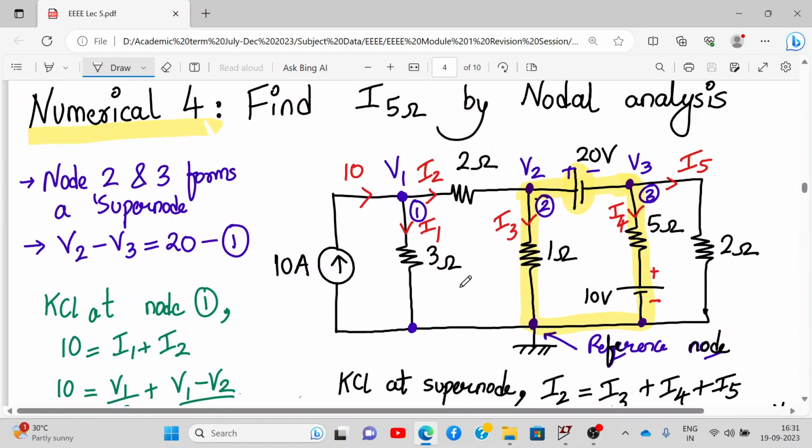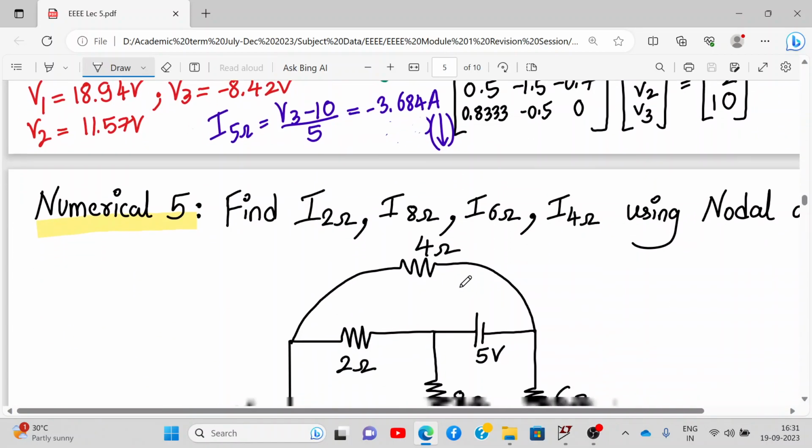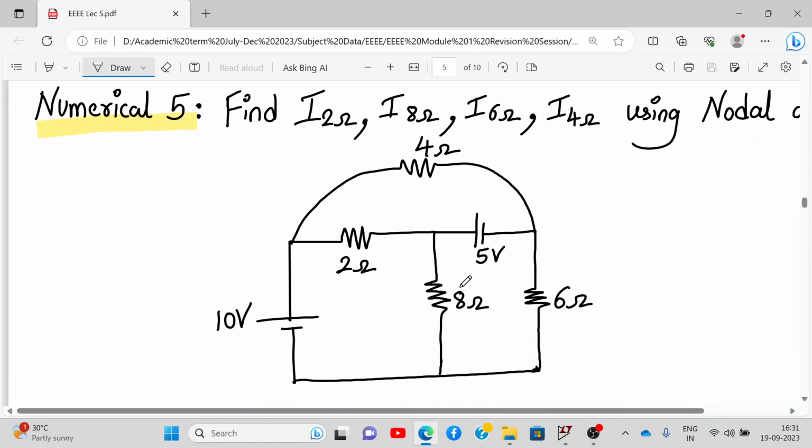Now let us not solve this in LTspice, and let us solve numerical 5 in LTspice and check the answer instead. So let's come to numerical number 5. This is the last numerical for today. We need to find the current through 2 ohm resistance, 8 ohm resistance, 6 ohm resistance and 4 ohm resistance. In fact, find the current through all the resistances in the circuit.